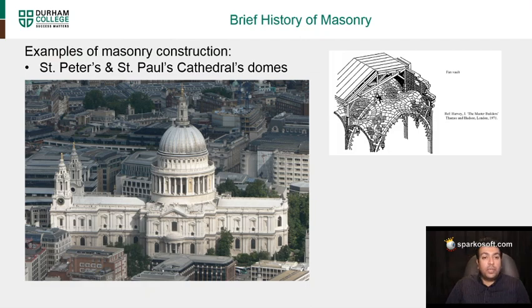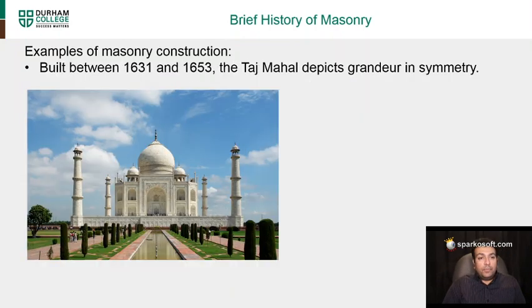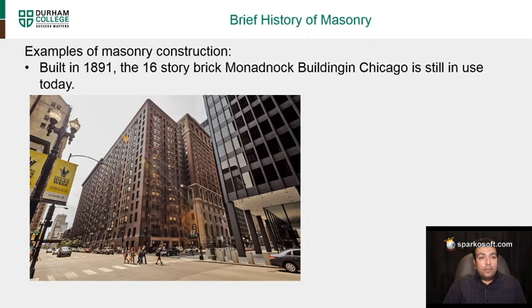You have St. Peter's and St. Paul's cathedral domes, which then became dome construction. Also the Taj Mahal, which was similar to dome construction. It was built between 1630 and 1653. Then we're coming to the 19th century.